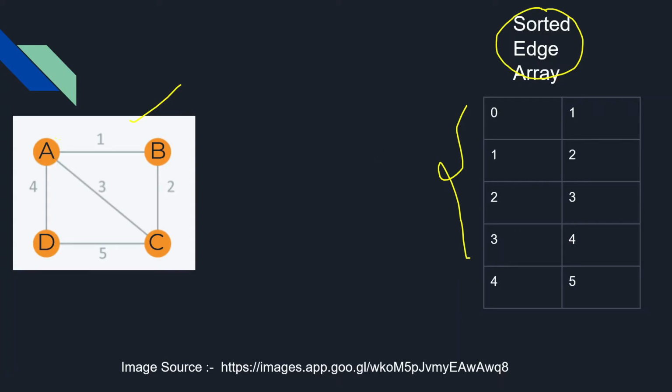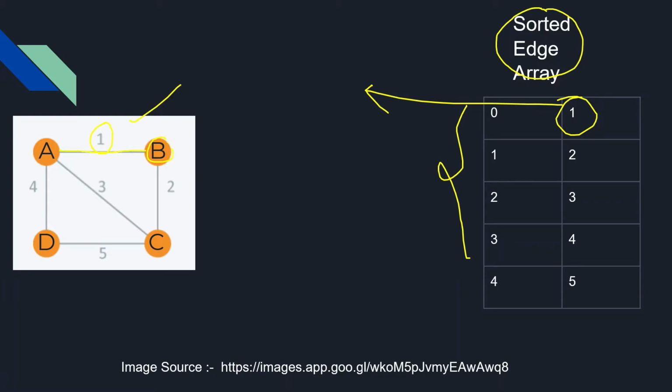Now I'm labeling each of the vertices as A, B, C and D. Starting from the first edge, which is 1, find of A is A and find of B is B. It does not form any cycle. I will add the edge 1 to the MST, so this edge will be included in the MST.